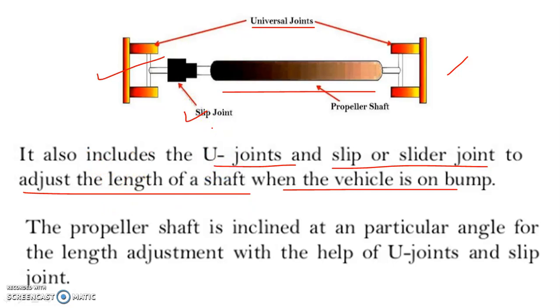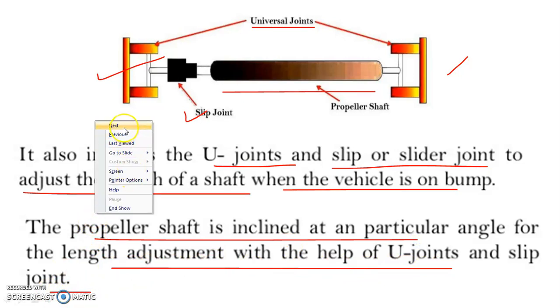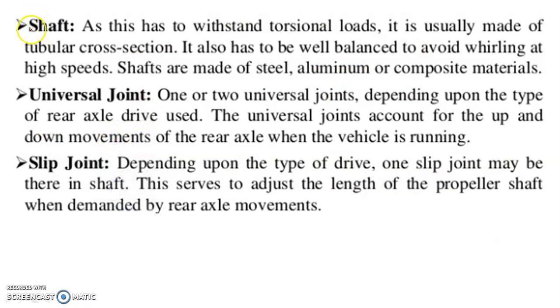The propeller shaft is inclined at a particular angle. So the propeller shaft is an inclined shaft at a particular angle, for the length adjustment with the help of U joints and slip joint. These are the three components. One is called a shaft, the second one is called a universal joint, and the third one is a slip joint.